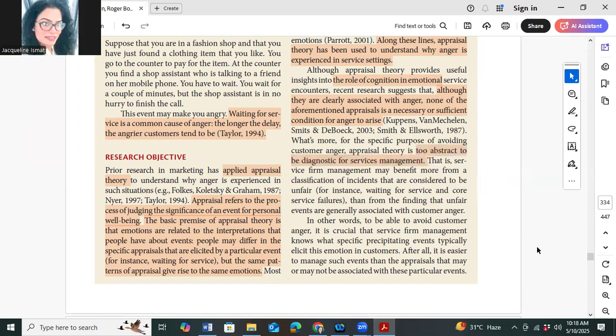That is, service management may benefit more from a classification of incidents that are considered to be unfair, for instance waiting for service, than from the finding that unfair events are generally associated with customer anger. That is, service firm management benefits more from a classification of incidents that are considered to be unfair than from the finding that unfair events are generally associated with customer anger.